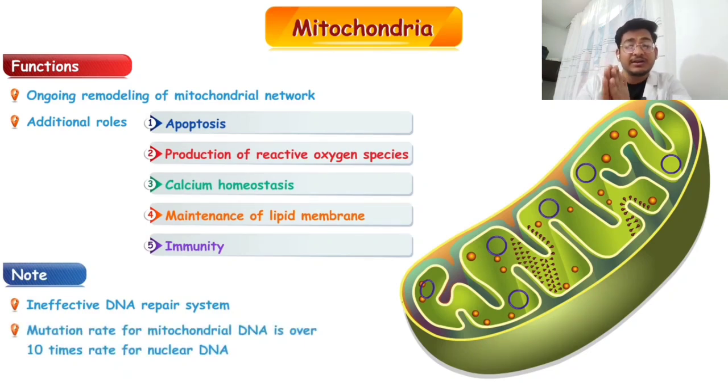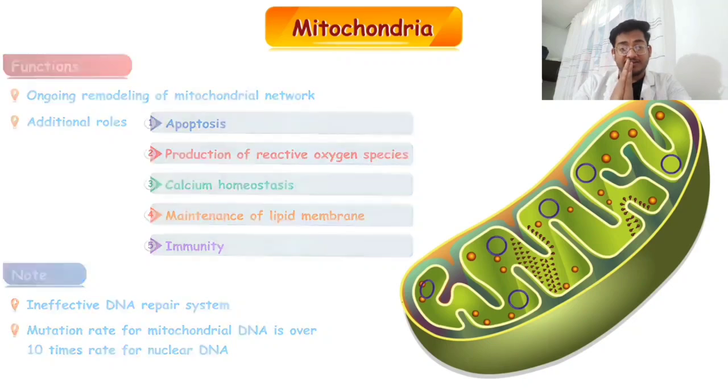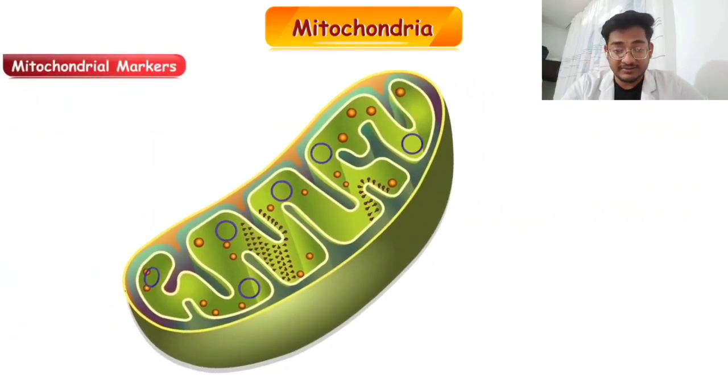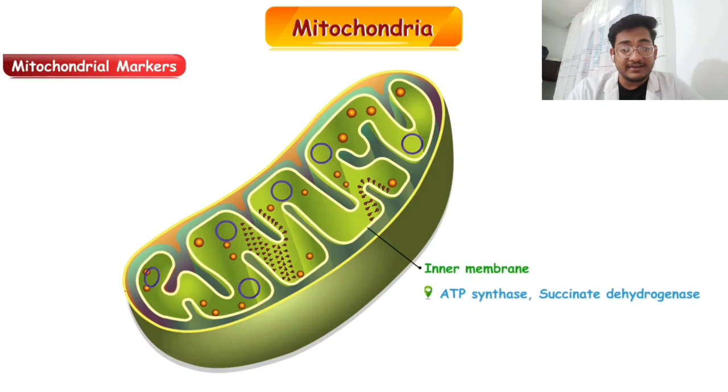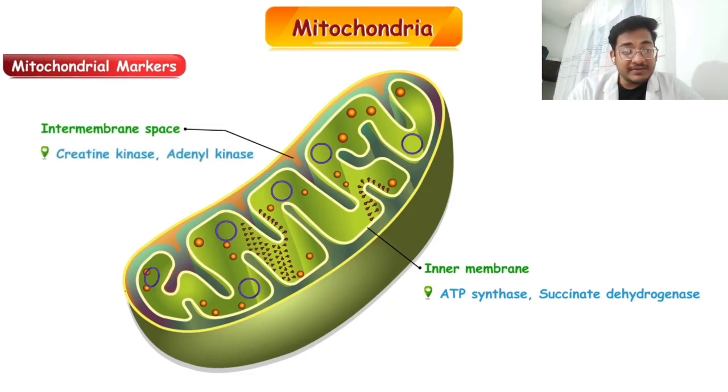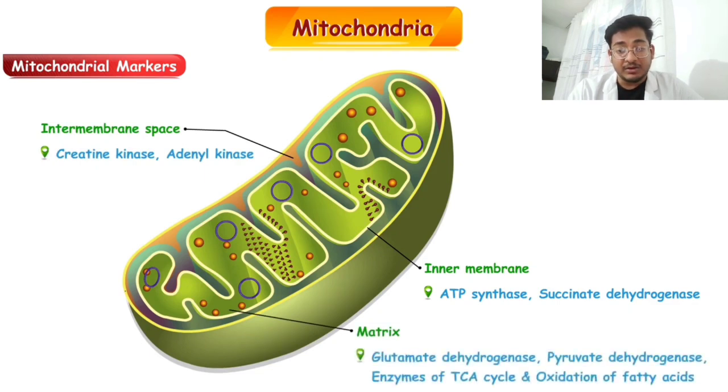Here are some mitochondrial markers. Inner membrane markers are ATP synthase and succinate dehydrogenase. The intermembrane space has creatine kinase and adenylate kinase, and matrix markers are glutamate dehydrogenase, pyruvate dehydrogenase, enzymes of the TCA cycle, and oxidation of fatty acids.